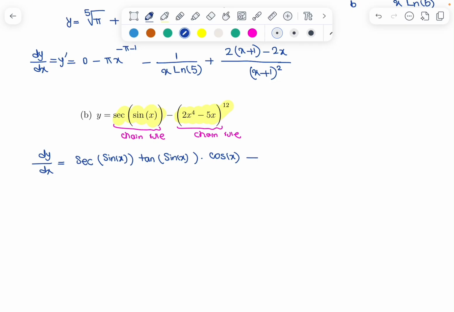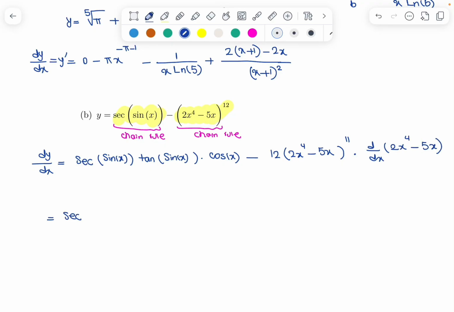12, by using the chain rule, would be the derivative of the outside function. The outside function is a power function. Therefore, the derivative of the outside function would be 12 times the inside function to the 11, because you must plug the inside function back in. So 2 times x to the 4 minus 5x to the 11, times the derivative of the inside function. The derivative of the inside function is 2x to the 4 minus 5x.